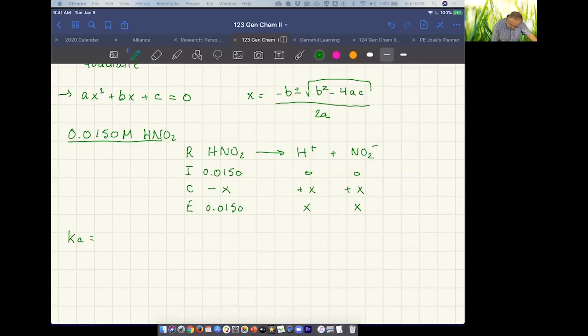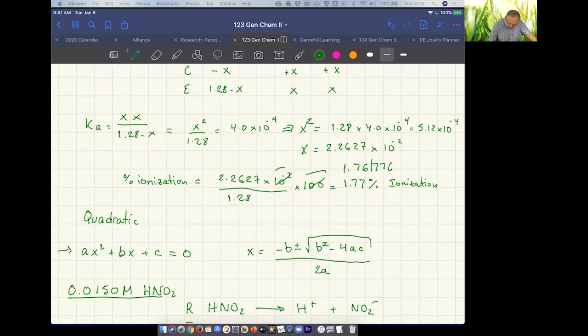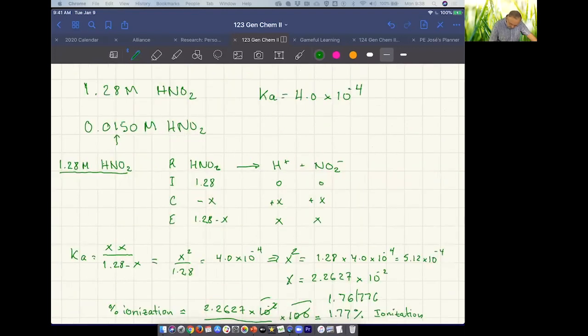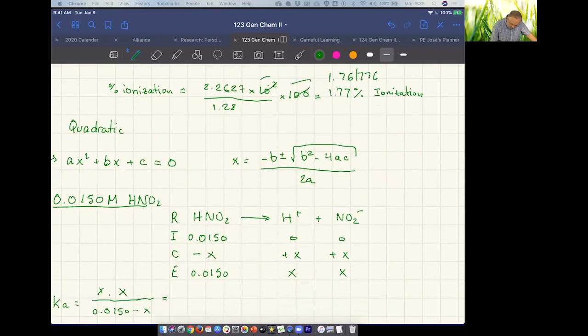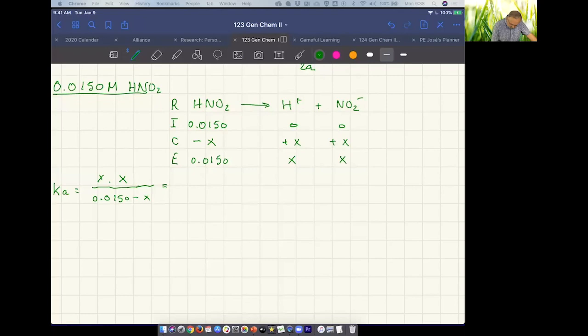So the Ka expression is going to be equal to x times x divided by 0.0150 minus x. And that is equal to the equilibrium constant, which is 4.0 times 10 to the minus 4. So this is 10 to the minus 2. This is 10 to the minus 4. We cannot simplify it. And so we're going to have to go to the quadratic equation.